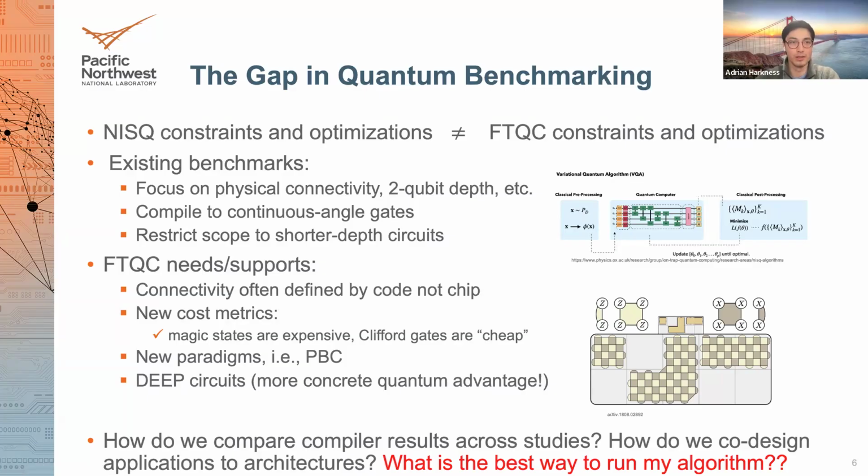So in the fault tolerant era, we have connectivity between logical qubits, which is not necessarily straightforwardly defined by connectivity of our physical qubits on the chip. We have new cost metrics. So oftentimes Clifford gates are considered cheap. Magic states are now the expensive thing to try to minimize.